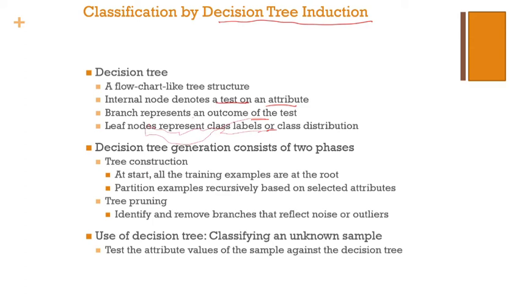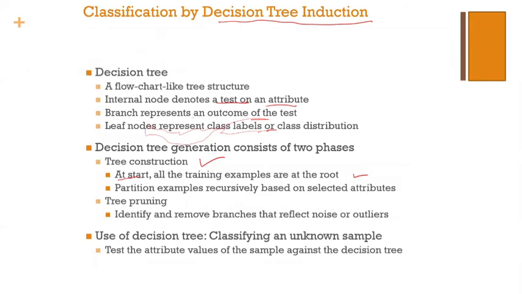Now, decision tree generation consists of two phases. So the first phase is the tree construction, whereby we start at the training set. At the beginning, at the root node, all the training examples are at the root node. Then we partition the examples recursively based on selected attributes. So we select one attribute, we push you to left or right.